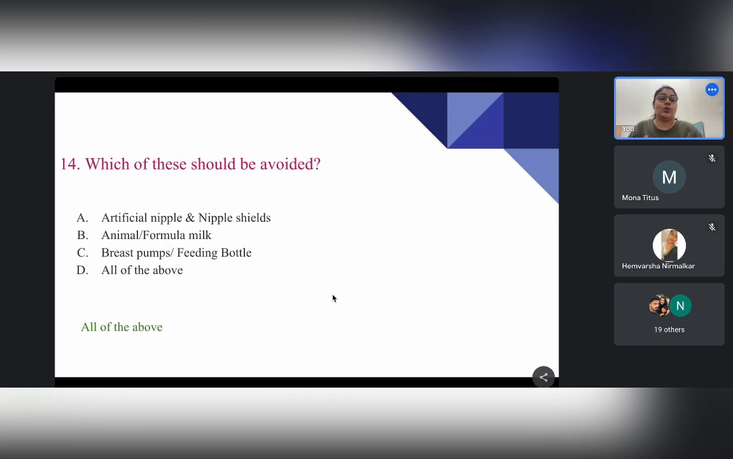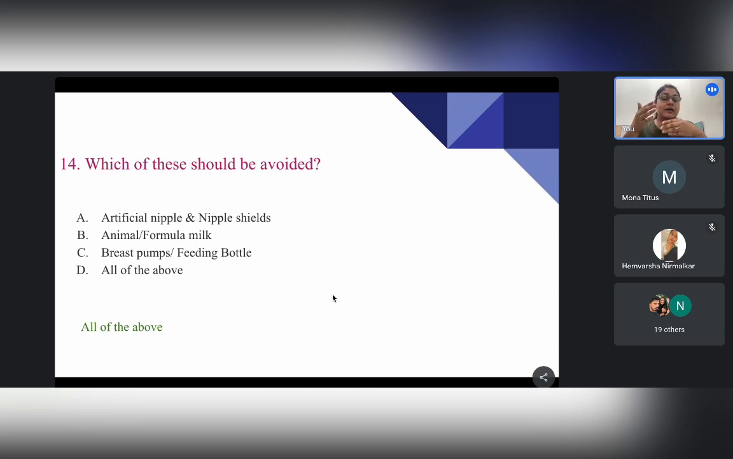Animal and formula milk: we have over and over stressed that breast milk should be started within the first hour of birth. There is an exclusive breastfeeding period till 6 months of age where the child should be fed only breast milk, and then after that till 2 years of age the child is supposed to be given complementary feeding. Along with breast milk there can be other forms of food. We have discussed the different groups of food through which the nutrients can be given to the children.